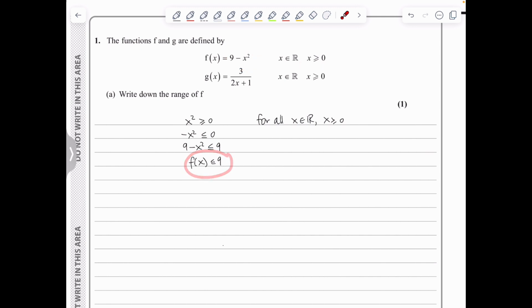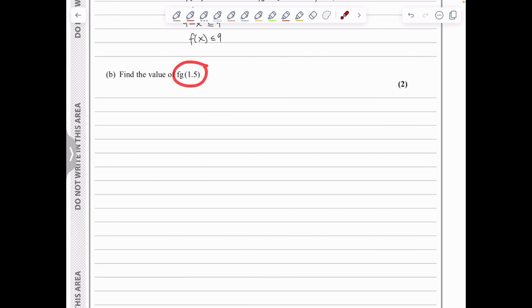So if I input x greater than or equal to 0, the output will always be less than or equal to 9. Part B, we need to find the value of f of g of 1.5. So we're looking at a composite function. We know that we first apply the inside and then the outside. So we'll first do the g of 1.5 and then proceed with f.